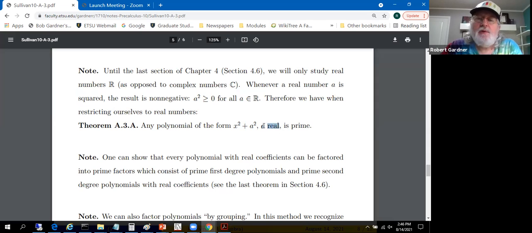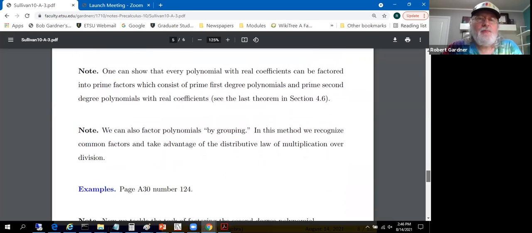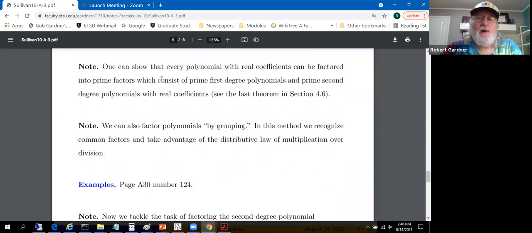Actually, this is a little bit more than we're doing in this section. In this section, we were taking the coefficients to be integers. We can actually say something about this for real numbers. One can show that every polynomial with real coefficients can be factored into prime factors, which consist of prime first-degree polynomials and prime second-degree polynomials with real coefficients. It's a shame we won't get to deal with this. It's in that section that we won't cover.